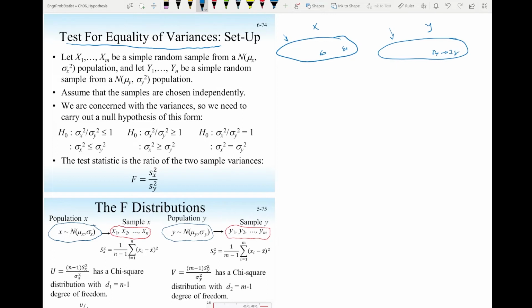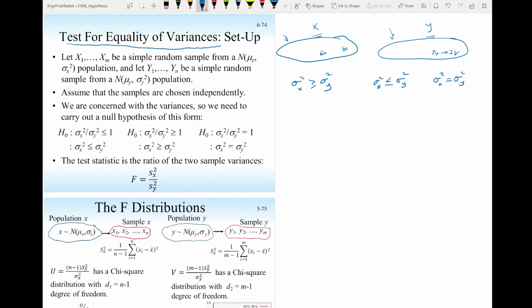So I'm interested in the variation, the variance of population X and population Y, or device X and device Y. So this is my null hypothesis now. It could be that the variance of X is equal or larger than the variance of Y, or it could be smaller, or it could be the same. So that's what I am trying to test, and that will depend on the project or the application.